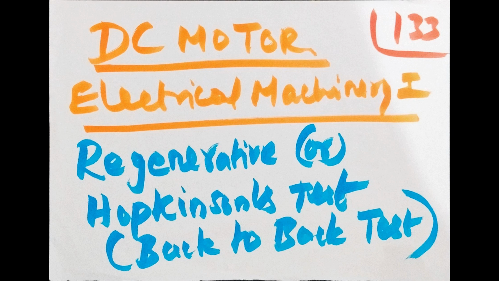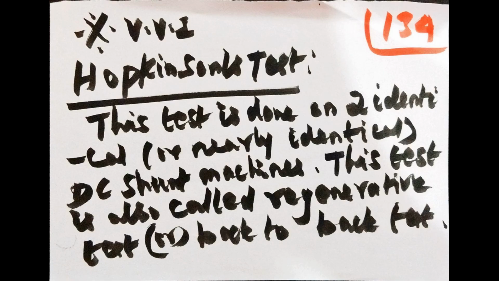Theoretical part explanation, DC motor, Electrical Machinery 1: testing of DC machines, that is Hopkinson's test. It is also called the regenerative test or back-to-back test. That test has three names: regenerative, Hopkinson's, or back-to-back test. That is a very important question and answer for the expected exam.